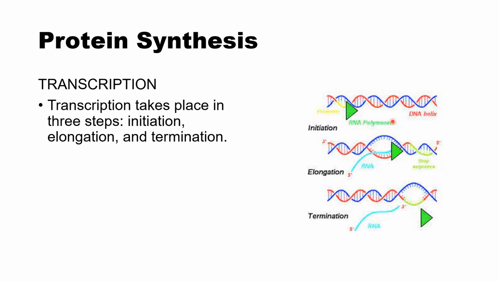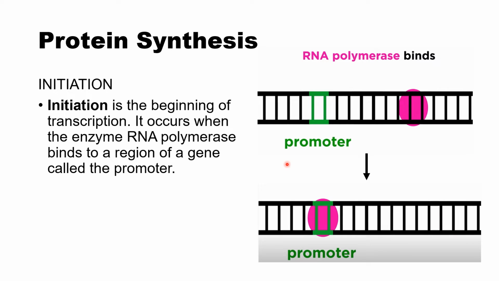So, first, let's discuss doon sa initiation. So, in initiation, in the beginning of the transcription ito, it occurs when the enzyme RNA polymerase binds to a region of a gene called the promoter. So, tignan natin dito sa diagram. So, itong black part, itong parang ladder na to, imaginein natin ito yung DNA. Then, a part of it, ito yung gene. So, imagine na lang natin na ito yung gene.